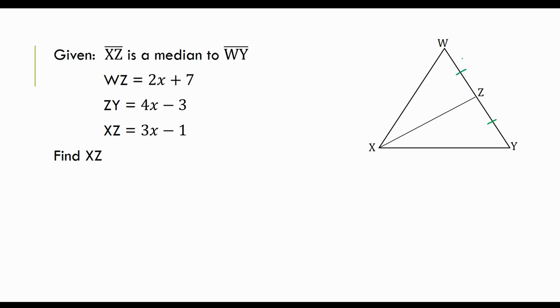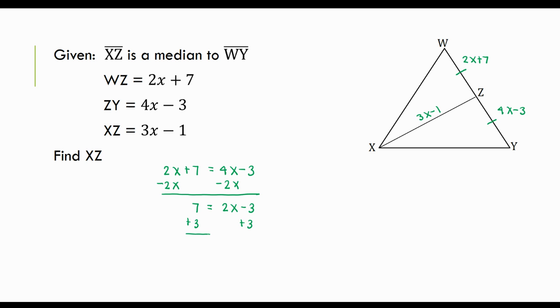If I know that WZ is represented as 2x plus 7, I can mark that in my picture. ZY is represented as 4x minus 3. And then it says that the segment XZ, which is our median, is 3x minus 1. They want us to find the length of that median. Based off the picture and our markings, I've got two segments that are congruent. Congruent means equals. So I take 2x plus 7 and set that equal to 4x minus 3. I'm going to subtract the 2x so I can get the x's on the same side. That gives me 7 equals 2x minus 3. I'm going to add 3 to the left to combine those numbers. That gives us 10 equals 2x. Then to get x, I divide by 2, so we get a value of 5.